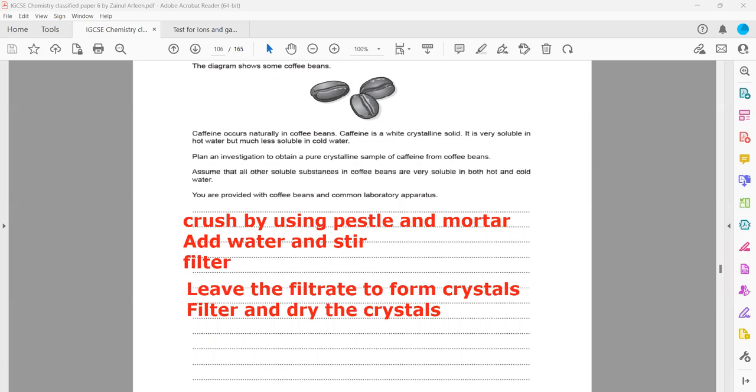In the beginning, you can take hot water. You can heat and stir; both can be done at the same time to dissolve the maximum amount. Even if you mention stir, that is one point. If you mention heat, that is another point.